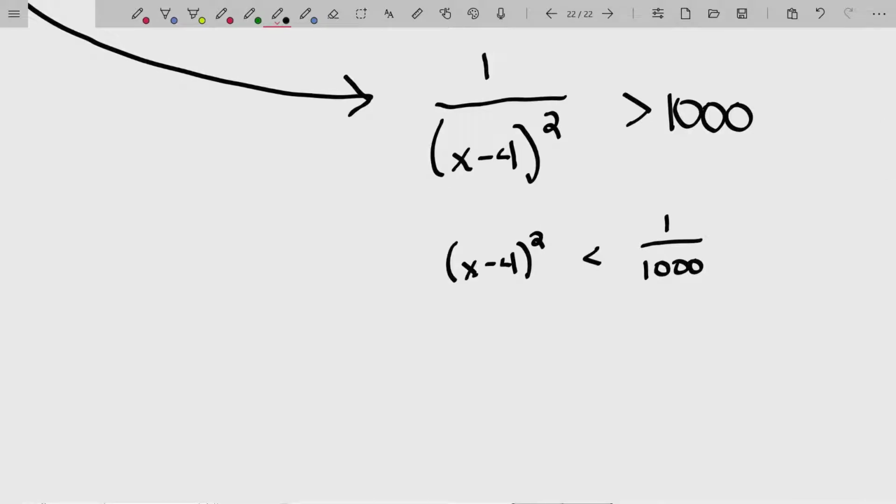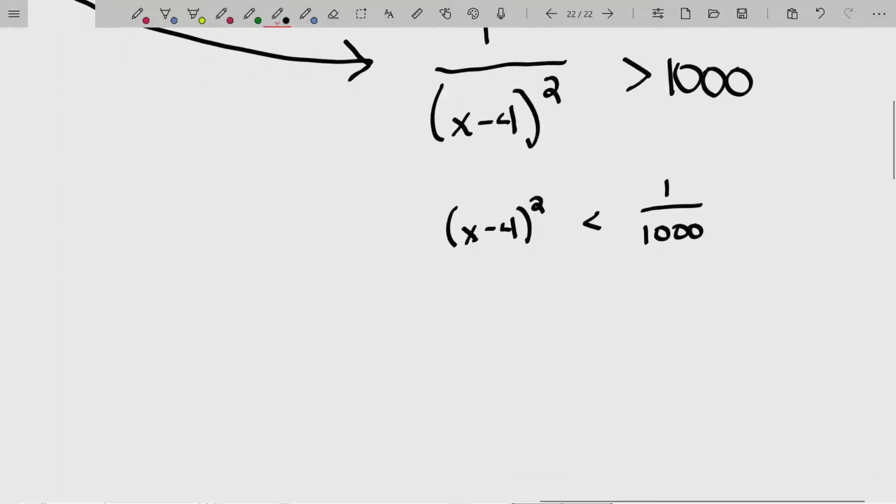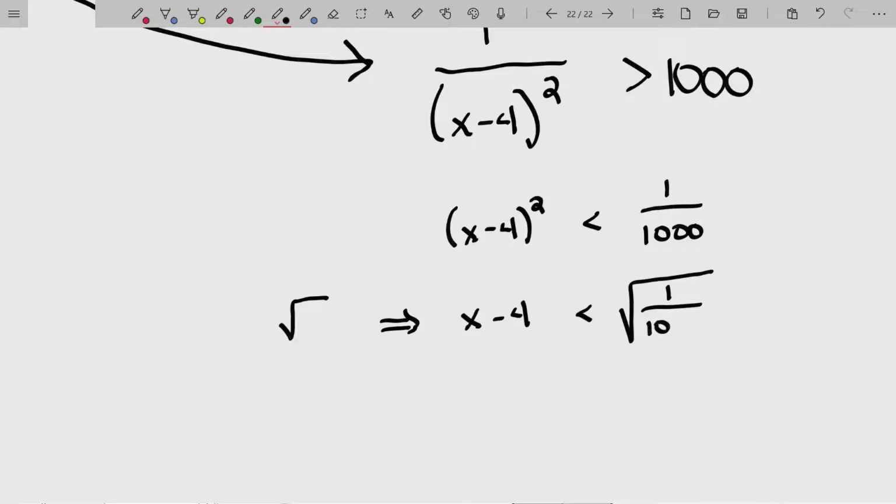Now what I'm going to do is go ahead and take the square root of both sides. So this implies, via taking the square root, that the absolute value of x minus 4 is going to be less than the square root of 1 over 1,000. Now, obviously, the square root of 1 is 1. The square root of 1,000 is not what you would think it would be. It's 10 root 10, unless you thought it was going to be 10 root 10. Then it's exactly what you think it should be. Now, remember what we want.